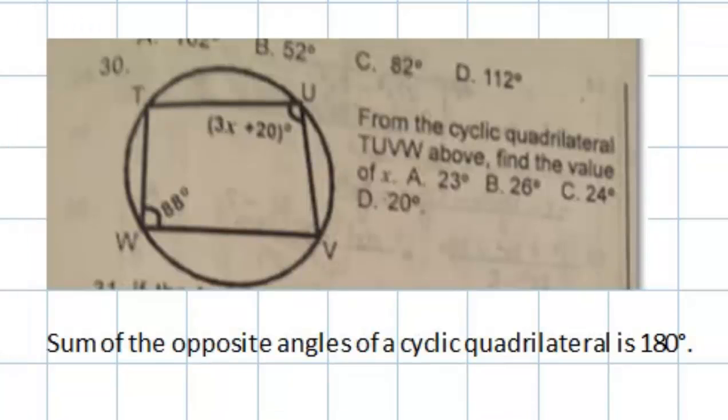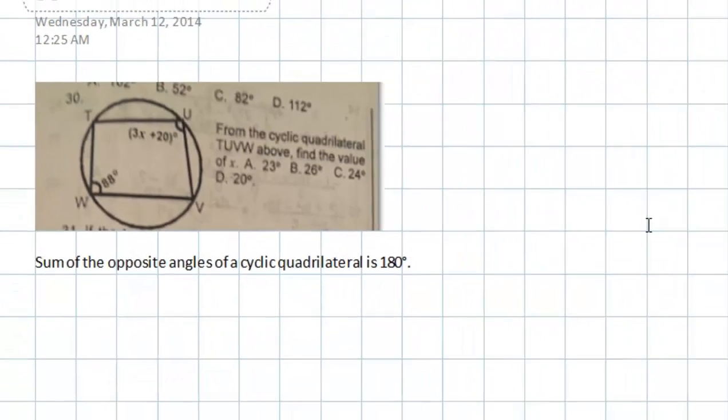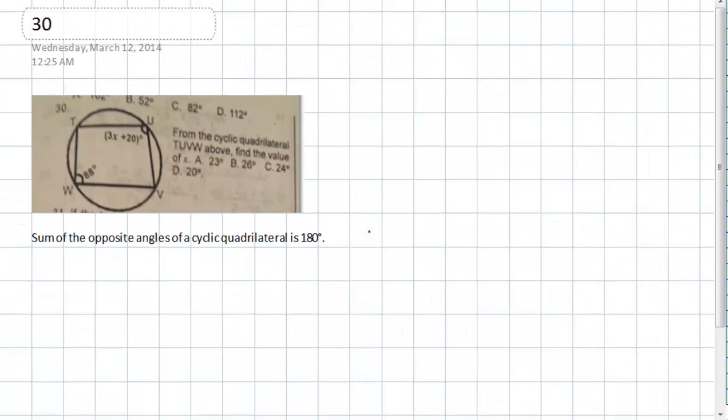Okay, so here's question number 30, and it says from the cyclic quadrilateral TUVW above, find the value of x. Basically what you really need to know for this question is this theorem. It says the sum of the opposite angles of a cyclic quadrilateral is 180 degrees. There is a whole proof that you can do to prove this to yourself, and you can look it up and check it out, or you can just take my word for it for now, and then just remember it and hold it inside yourself. So the sum of opposite angles of a cyclic quadrilateral is 180 degrees.